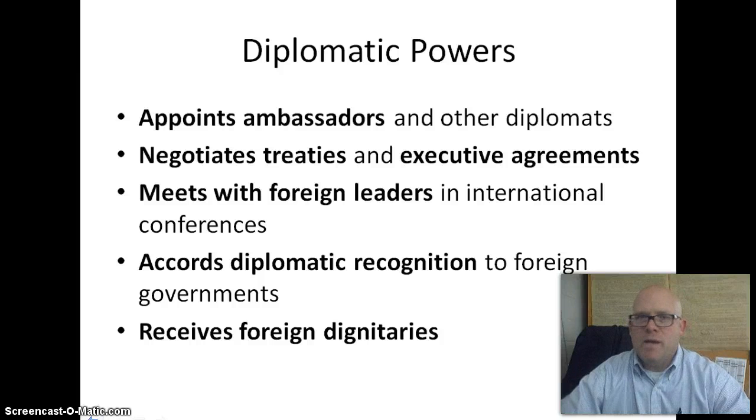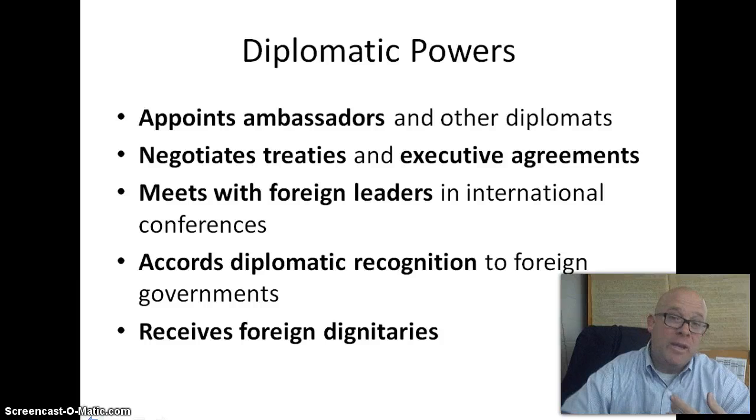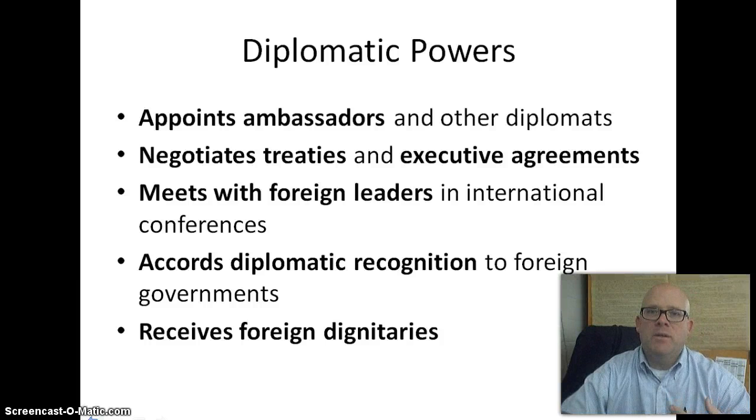The president also has the power to negotiate treaties, which are not as common. Again, treaties are really binding and need the approval of the Senate, and also executive agreements, which are much more common and do not bind the country. They're agreements between world leaders. He also is going to be the main point person for meeting with foreign leaders at international conferences, economic conferences, for example, the G20 would be an example of one of those international conferences.